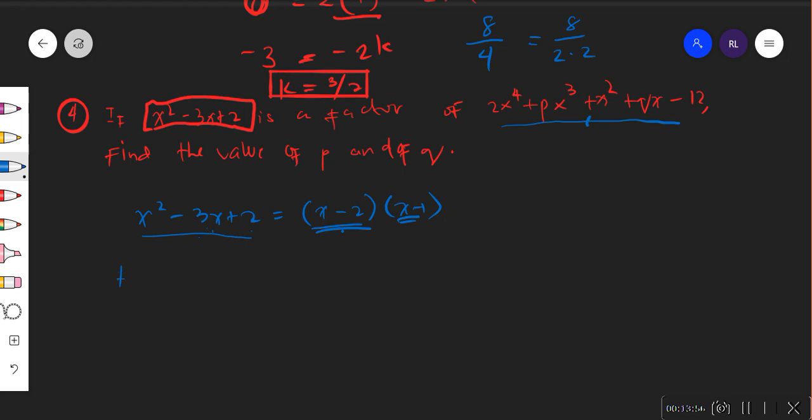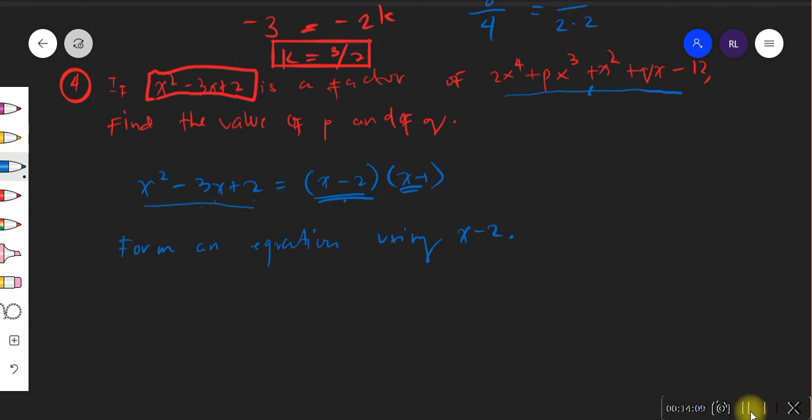Okay, so let's say we form an equation using x minus 2. The same idea, this becomes x equals 2, so p of 2 must be 0. Okay, so p of 2 must be 0. So that's number 1.